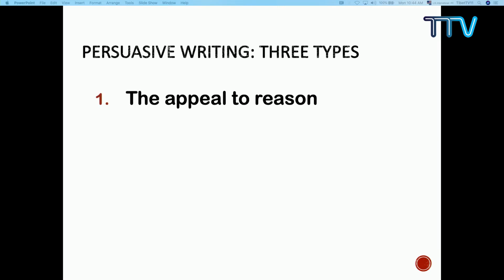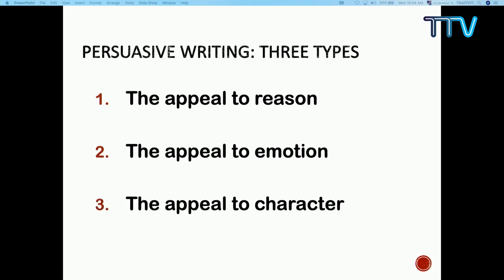Okay, the appeal to reason I told you, then appeal to emotion. So, persuasive writing can mainly be of three types. One that appeals to reason, using reasons, and then emotion, and the appeal to character. But what we need to remember is that it does not mean that all persuasive writing is only one of these, appealing to reason, or emotion, or character. Sometimes all of these can come together in one piece of persuasive writing.